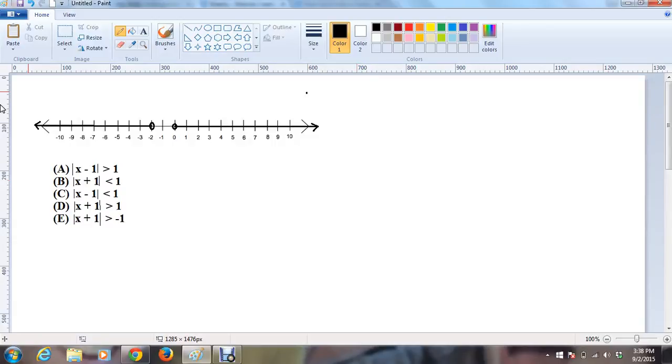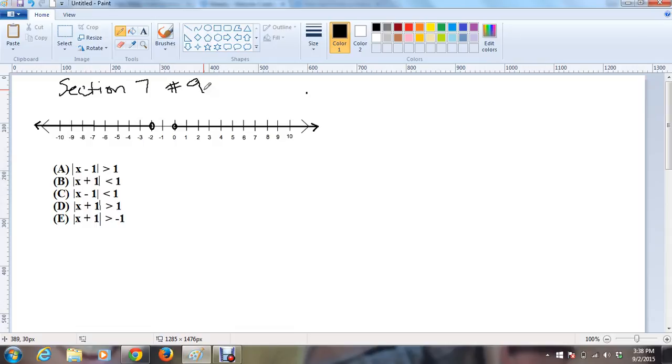Okay, so this is section 7, number 9. I didn't write that up there. Section 7, number 9, on the diagnostic test that we've been going over in class. And to do this problem, you need to know a little bit about absolute value inequalities.